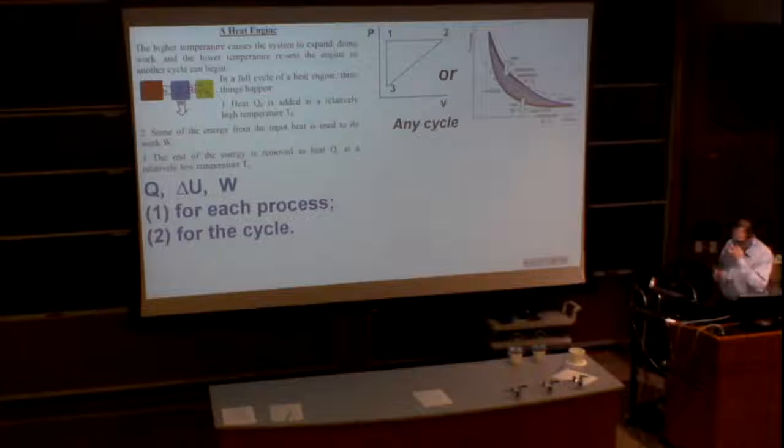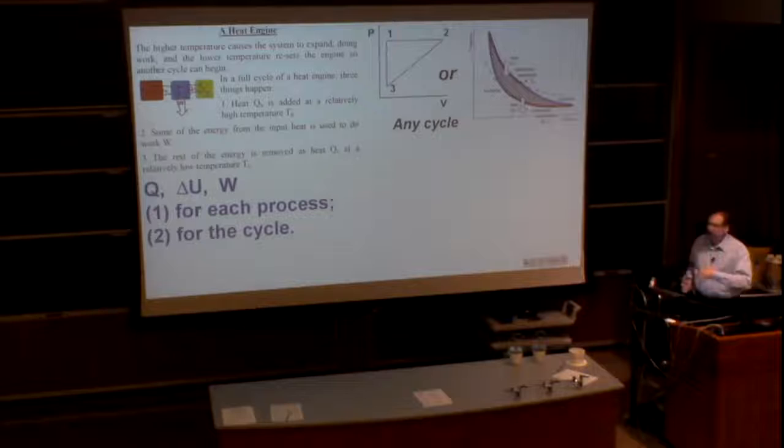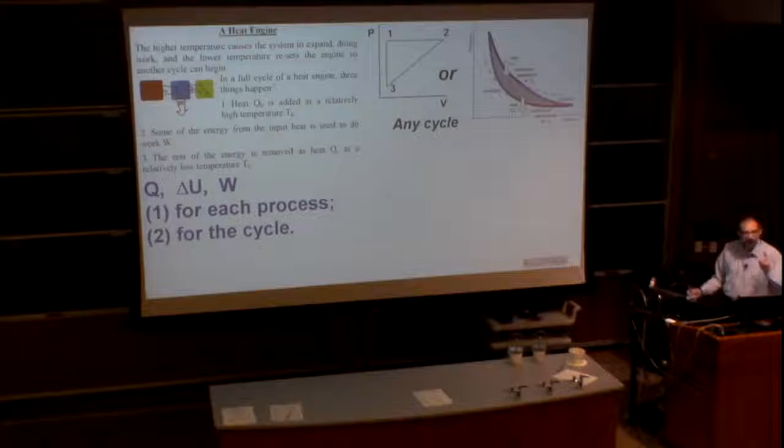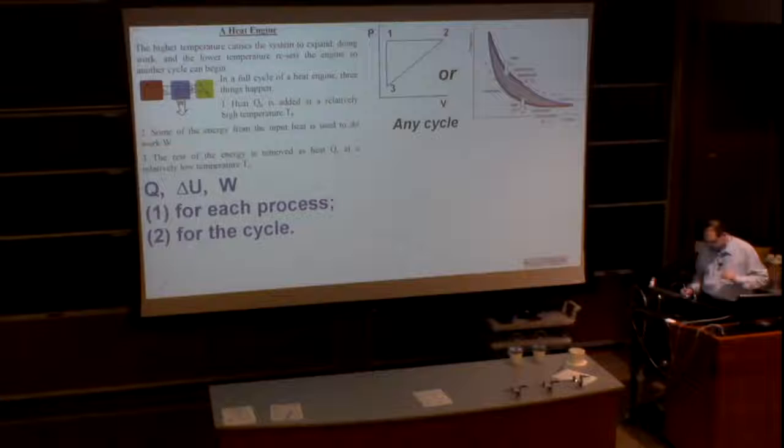Now, for each cycle, it doesn't matter how it looks, simple cycle, complicated cycle, we can talk about heat, internal energy change, work done per each process or per cycle altogether. And we've done some calculations per individual processes. So for example, let's pick a process like this, just to review, from 2 to 3.